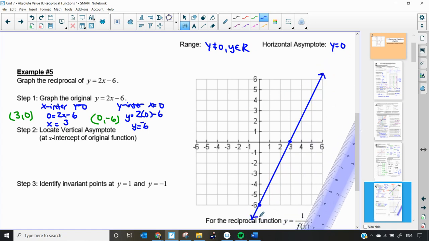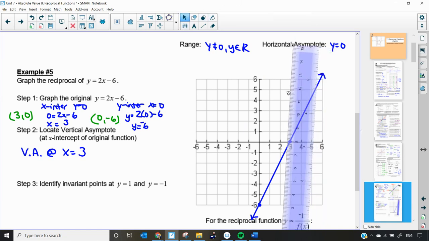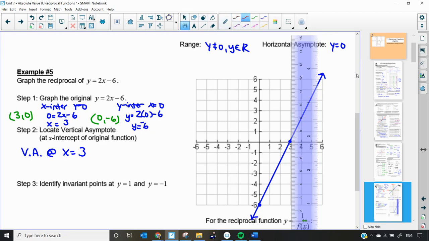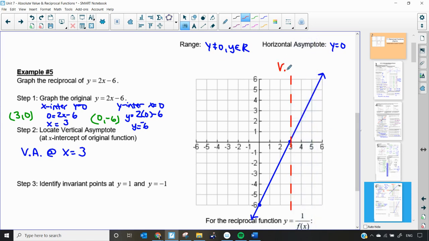All right, so once I have my original graph drawn, then the next step is to look at my vertical asymptotes. Well, we know we have a vertical asymptote at our x-intercept, which we know happens at x equals 3. So we would draw that vertical asymptote at x equals 3. And again, I typically use a dotted line just so we can decipher between asymptotes and the function. And so we're going to have a vertical asymptote at x equals 3.